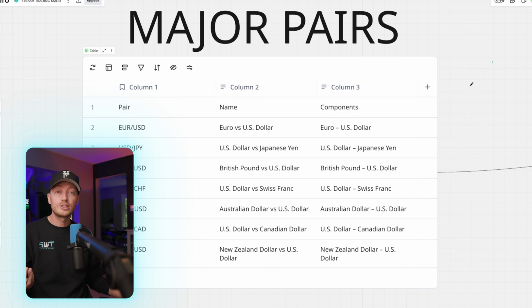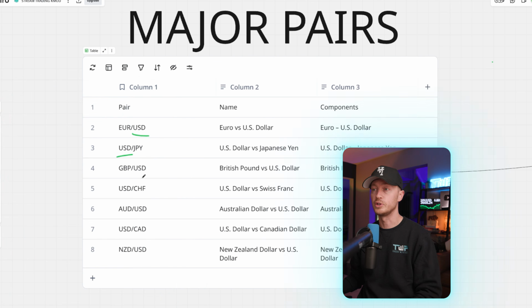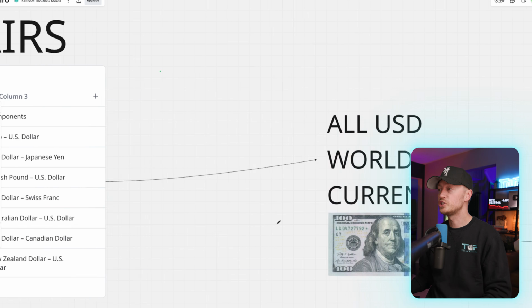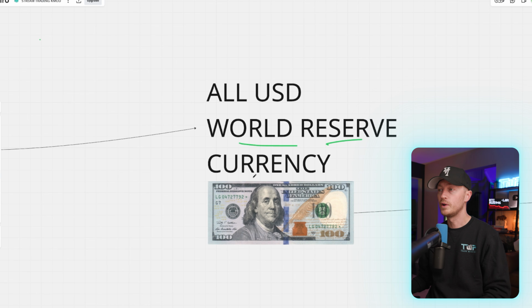So what Forex pairs should you be trading as a beginner? You should be trading just the majors. These are pairs with US dollar in them. You can see right here, they all have US dollar in them. These are the best pairs because they're traded the most. The US dollar is the world reserve currency.